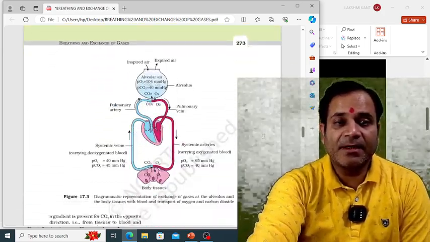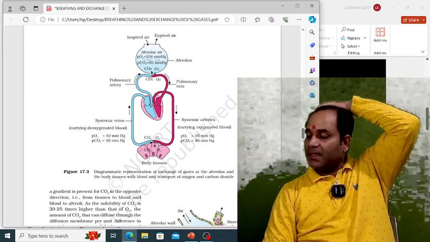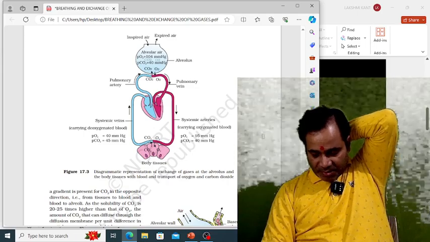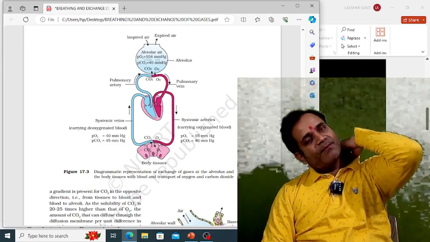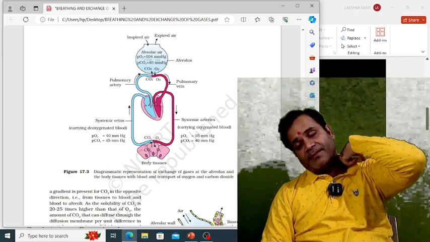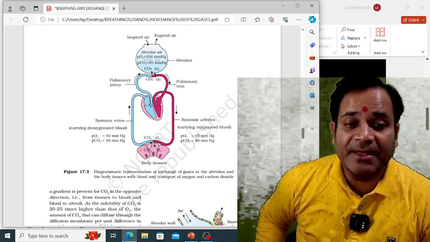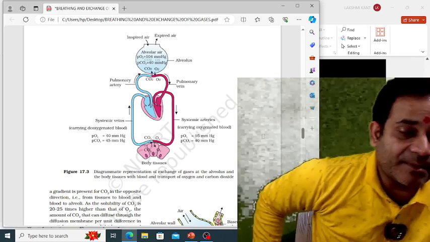Is that clear? Now, here is the diagrammatic representation of exchange of gases. See how the exchange of gases will take place. This is a very important point to understand. So you know how the exchange of gases will take place. This exchange of gases will take place with the help of the circulatory system, my dear. Okay.